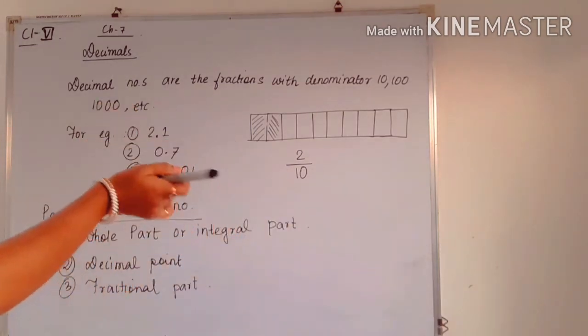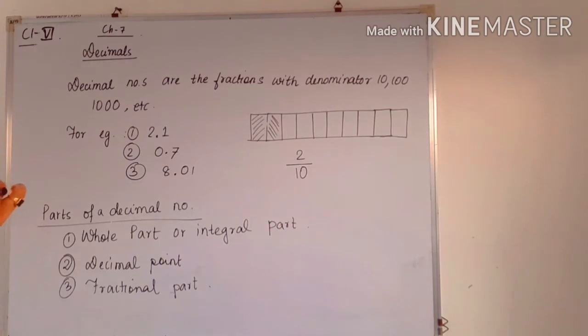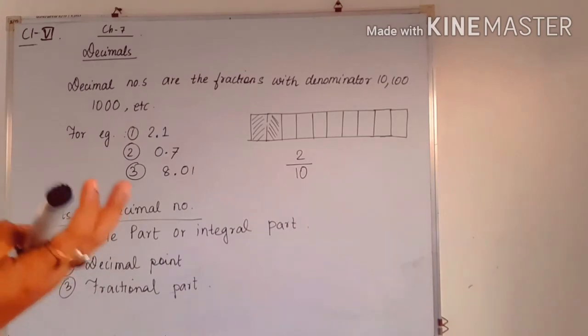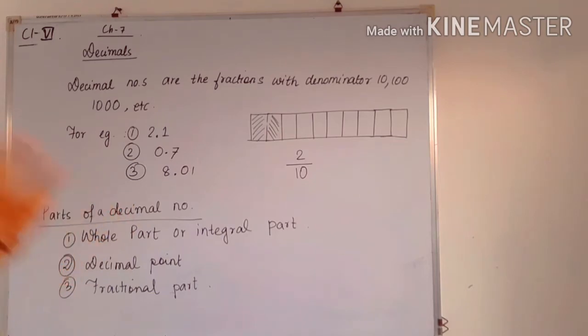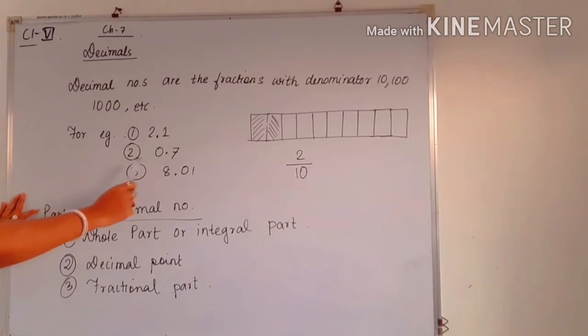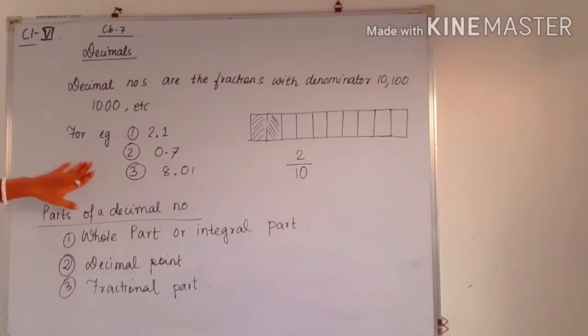So what are decimals? See the definition: decimal numbers are fractions with denominator 10, 100, 1000, 10,000, etc. If a fraction has denominator 10, 100 or 1000, then we can easily represent it in terms of decimal numbers. Some examples of decimal numbers are: number 1, 2.1; number 2, 0.7; number 3, 8.01.